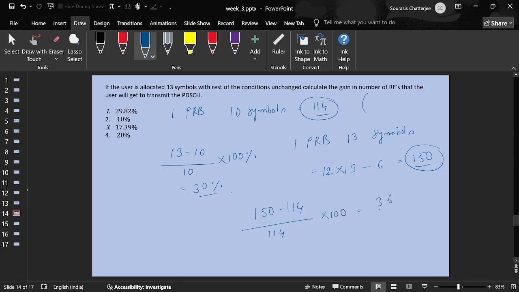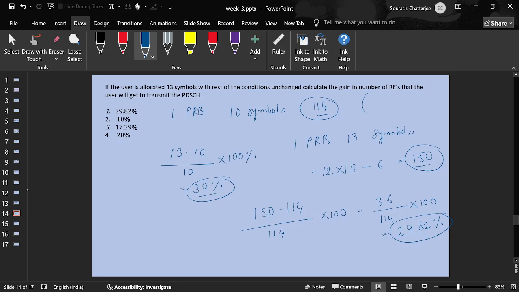So it's 36 over 114 times 100. So the answer, if you do it, will come out to be something like 29.82%. So why did it differ from the answer here? Here it's exactly 30, here it's 29.82. Which one is correct and why?